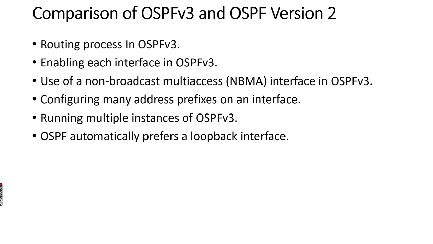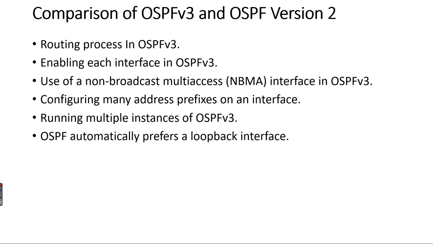And about configuration of address prefixes. In IPv6, you can configure many address prefixes on an interface. So in OSPFv3, all the address prefixes on an interface are included by default. So you cannot select some address prefixes and neglect the others. Either all the address prefixes on the interface are imported or no address prefixes are imported. And then multiple instances of v3 can be run on a particular link.